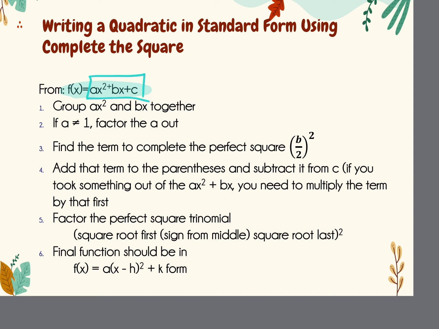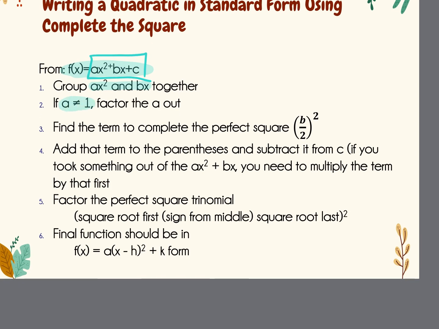So the first step is going to be to group the ax squared and the bx together. That's the same as we used to do. If that a is not 1, we have to factor out the a. You can no longer divide all your terms by a. So that's where it gets to be a little bit different. We're going to rewrite it with the a on the outside. Then you're going to complete the perfect square trinomial like you did before. You're going to take the b, which is the middle term, divide it by 2, and then square it. You're going to add that term inside the parentheses, and you're going to subtract it from outside the parentheses.